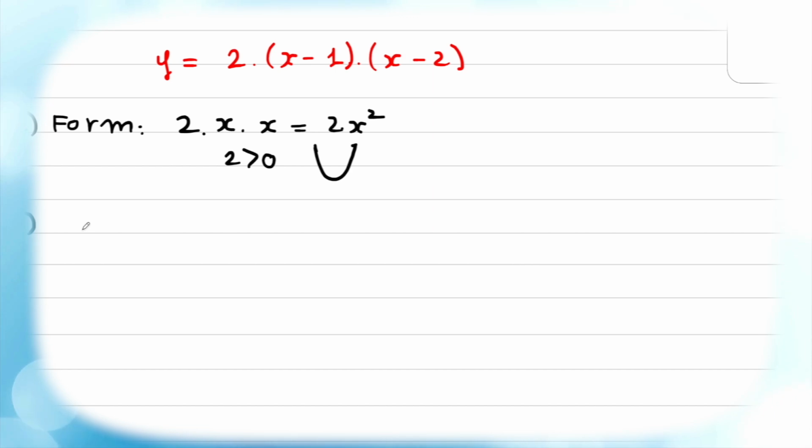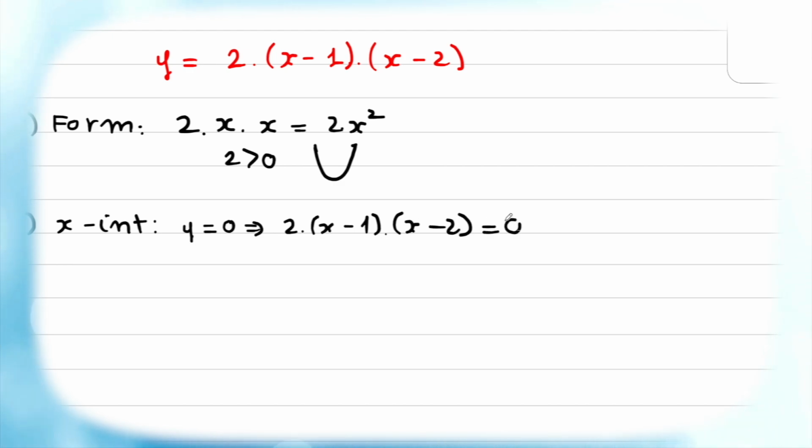The second one, I can figure out the h-intercept first, because based on the h-intercept I can figure out the symmetrical line, and the last one will be the vertex. So I will start with the h-intercept. For the h-intercept, I set y equal to 0, so 2 times (h minus 1) times (h minus 2) will be equal to 0 now. After that, you get h equal to 1 and then h equal to 2.